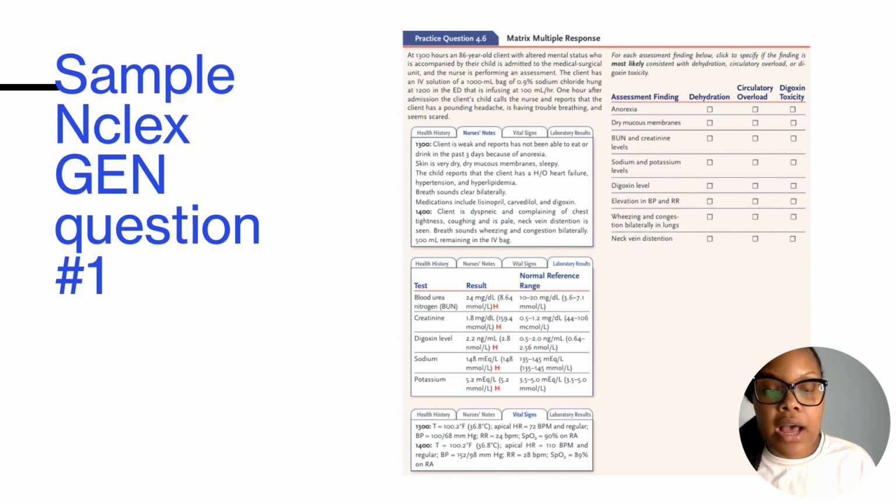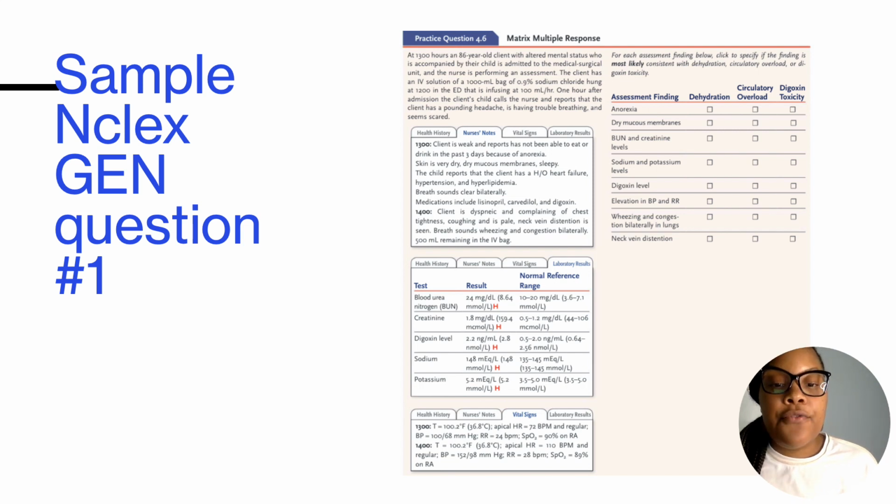So her BUN level was high, her creatinine level was high, her digoxin level was high, her sodium level was high, and her potassium level was high. So her vitals at 1 o'clock, she just had a temperature of 100.2, and then she had an apical heart rate of 72. Blood pressure was 100/68, respiration was 24, and her oxygen level was 90% on room air.